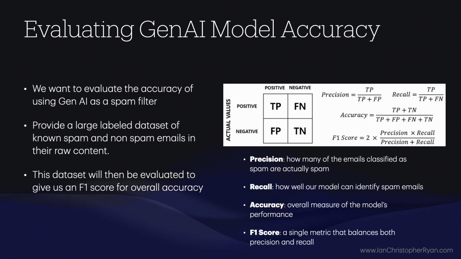So this is how many of the emails classified as spam are actually spam. We have recall, which is how well our model can actually identify these spam emails. We have accuracy, which is the overall measure of the model's performance. So this is how well it is performing at detecting spam. And then we have an F1 score. Now, the F1 score is a single metric that is very commonly used in machine learning because it balances both precision and recall. It's especially useful for unbalanced data sets. So this is when we have in our data set a large number of emails that may be not spam and less that are spam.